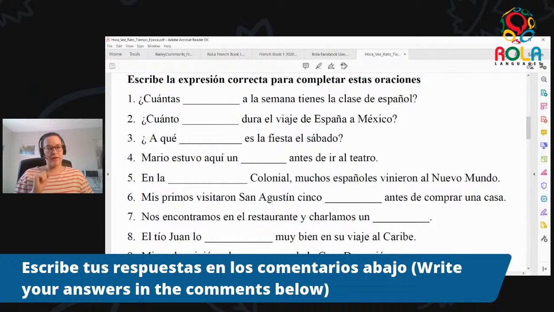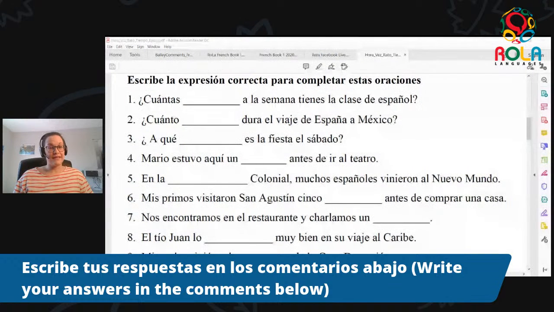¿Cuántas, and we have our blank, a la semana tienes la clase de español? So remember, for this one we can use either tiempo, vez, hora, rato, or época. So think about what makes sense in the context of this question. Please feel free to write your answers in the comments below so we can see if you're choosing the right answer. So, ¿cuántas blank a la semana tienes la clase de español? What do you think? Which word representing time makes the most sense here?